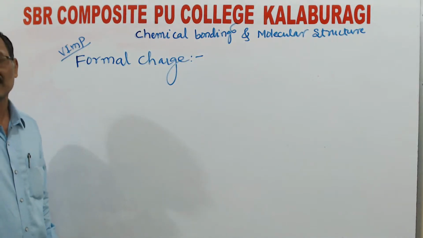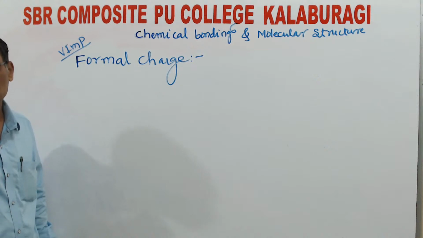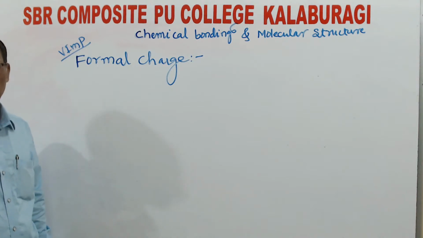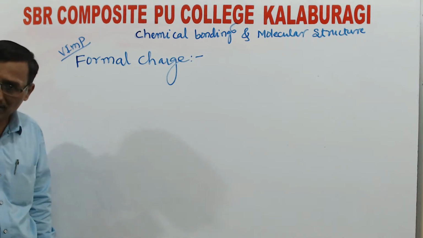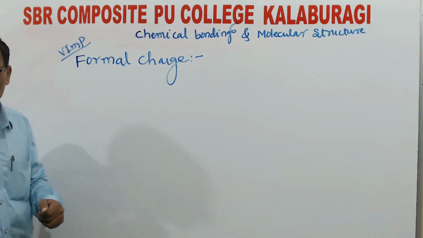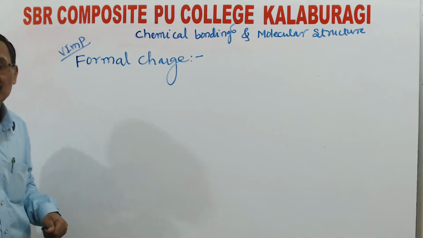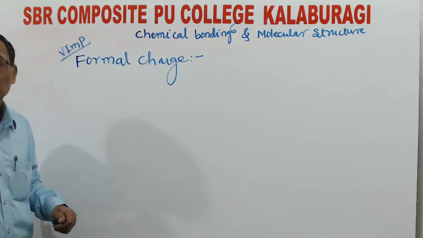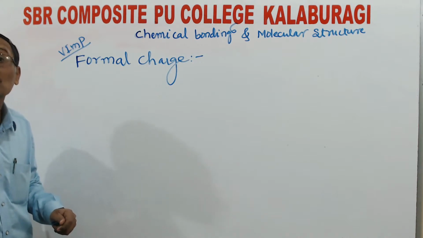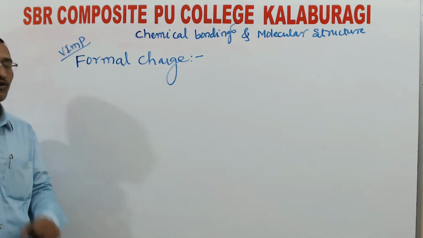The difference between the number of valency electrons of that atom in the isolated or a free state. I am taking a particular atom, I am assigning the formal charge on that atom. Then how is it to be defined? The difference between the number of valency electrons of that atom in an isolated or a free state to the number of electrons that are assigned to that atom in the Lewis structure, that is known as formal charge, that one you have to remember.